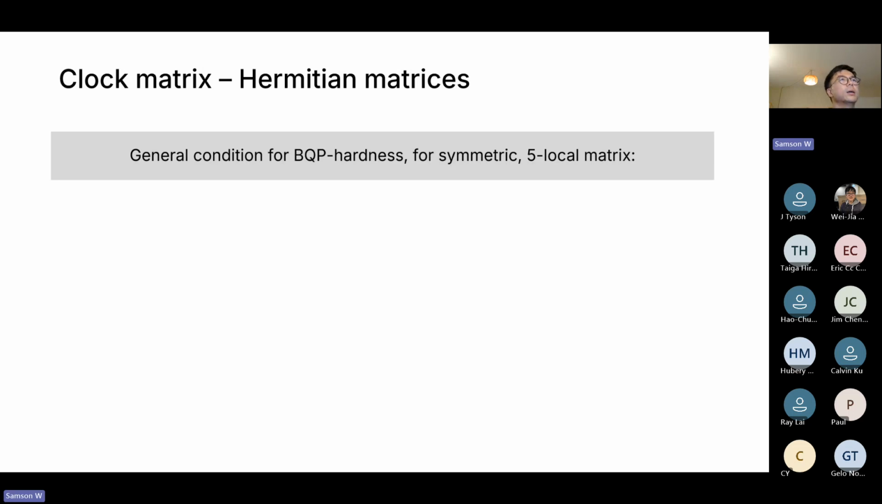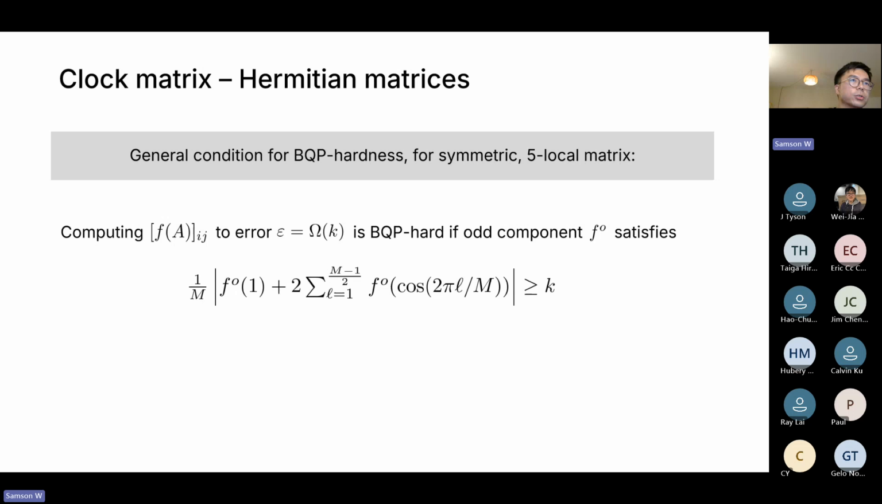So concretely, after some refining, we can write a general condition to test for BQP hardness for the class of symmetric matrices, which are also 5-local. And so these are smaller and smaller constraints on matrices that we can try and squeeze out. And then the condition will read basically as follows. The equation on the slide is basically the equation on the previous slide, but simplified a bit.